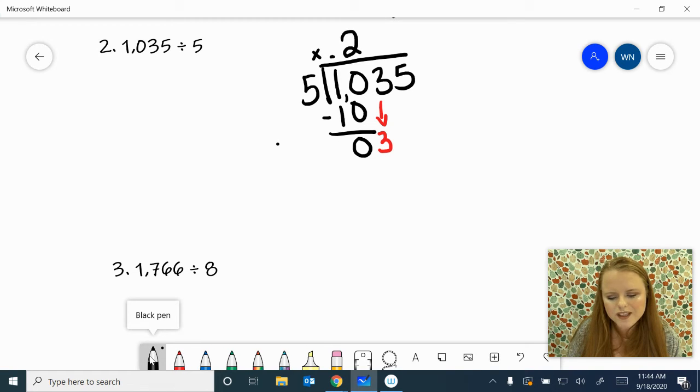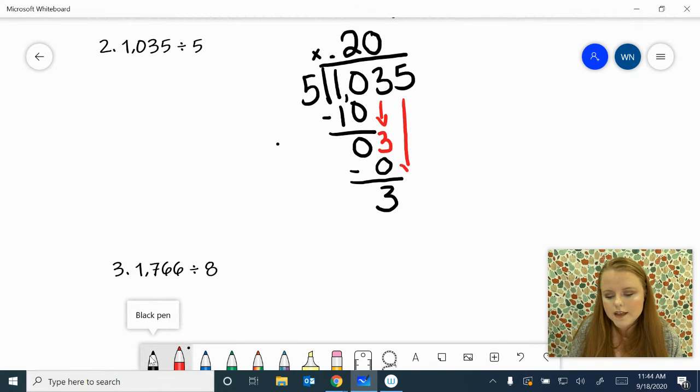So 5 can't go into 3. You can't say 3 divided by 5. If I have the number 3, I can't break it into 5 pieces until we get to fractions and decimals, but we're not there yet. So I know I'm going to have to put a 0 in the tens place because 5 can't go into 3. Make sure you put that 0 there. It's very important. 0 times 5 is 0. 3 minus 0 is 3.